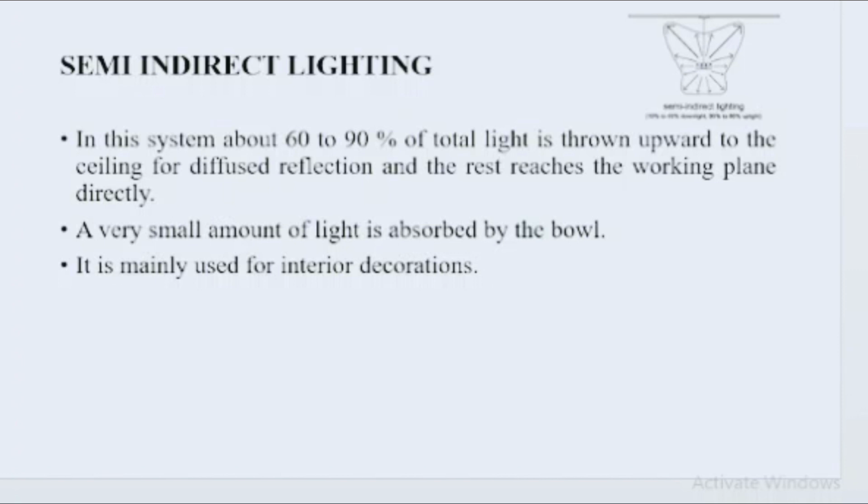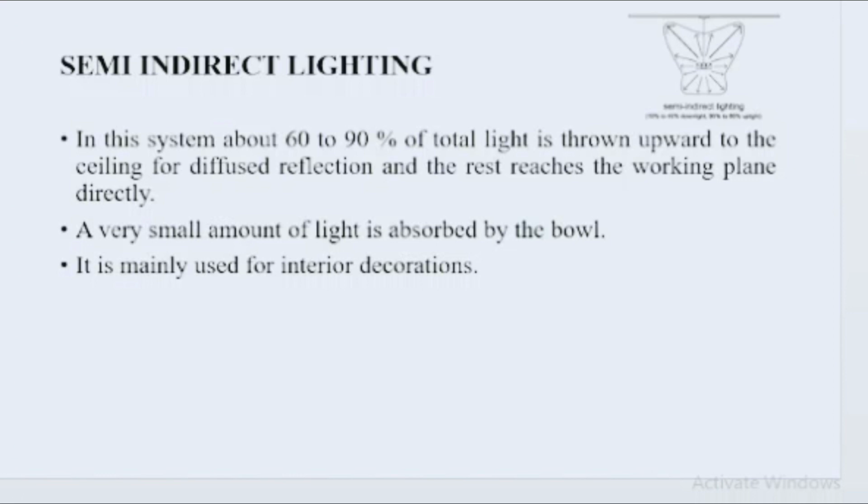Okay, it's mainly used for interior decorations. Some people will be using plaster of Paris works on the top of the ceiling, right? So they will be placing these kinds of lights on the sides for decorative purposes. It looks like some hall, cinema halls kind of things, right? That we can say is the best example.